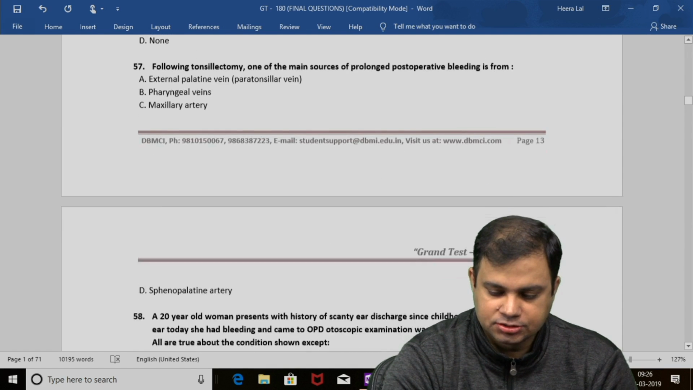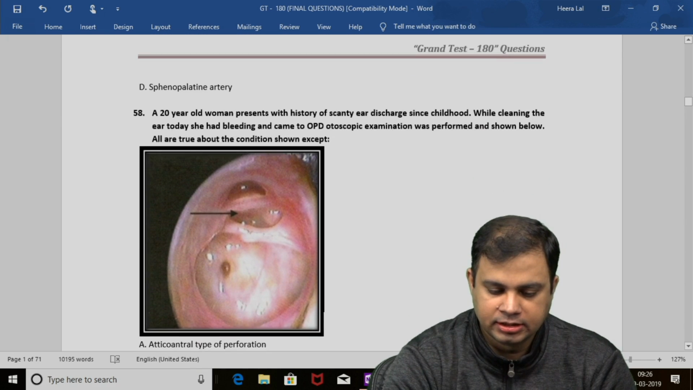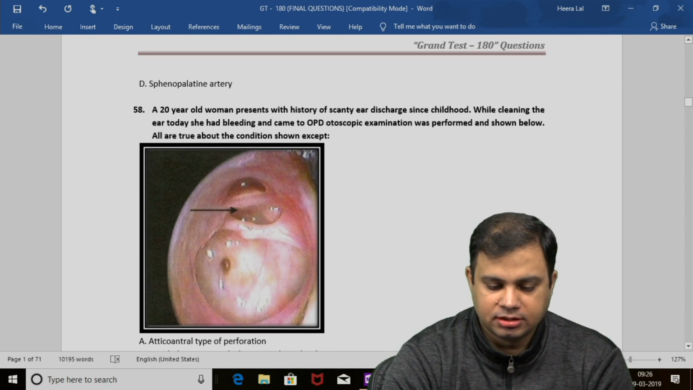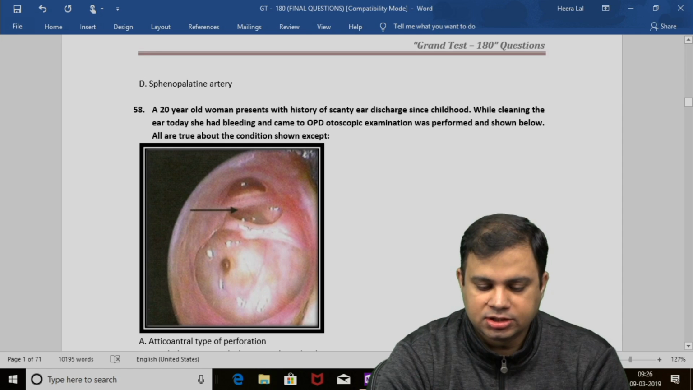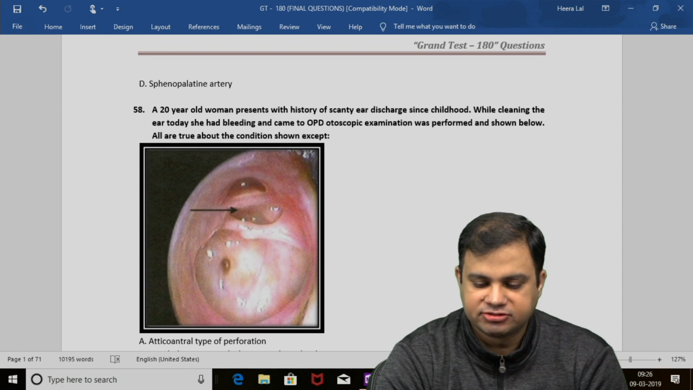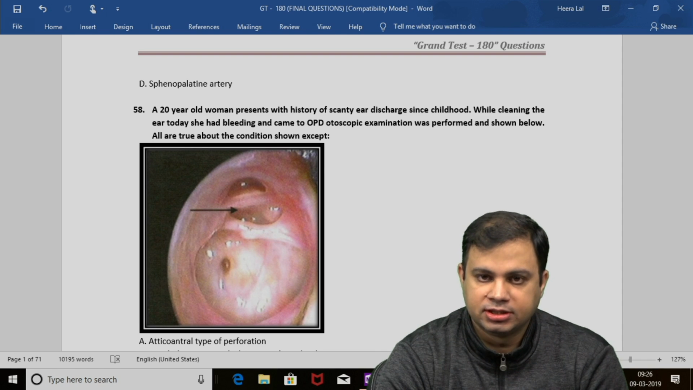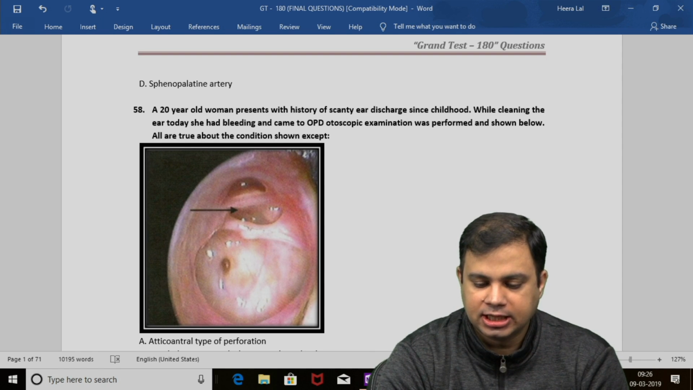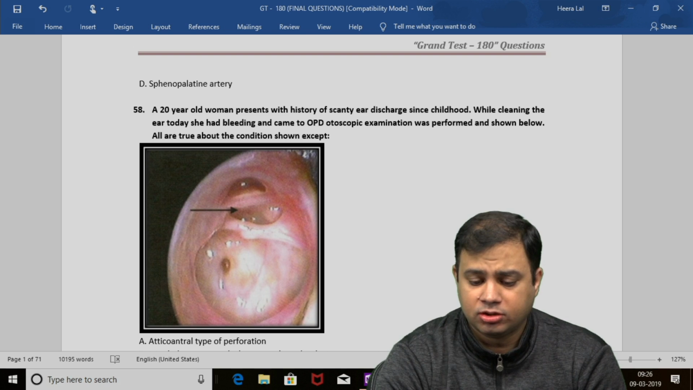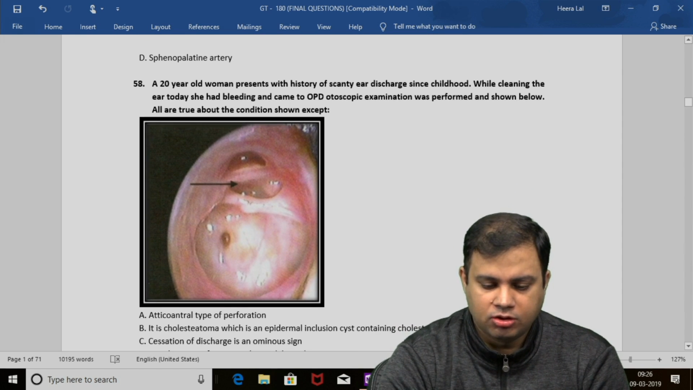Now coming to the next question, it is an image based question. It says a 20-year-old woman presents with history of scanty ear discharge since childhood. While cleaning the ear today, she had bleeding and came to OPD, and otoscopic examination was performed, and all are true about the condition shown except.